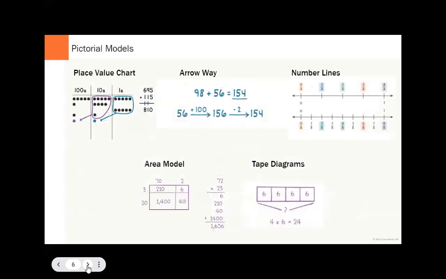So next, you're going to see additional pictorial models that are available. And this is consistent with the use of high leverage models, such as the number bonds, the area models, tape diagrams, number lines, and they move with students within and across the grade level. So they build on that foundational knowledge.